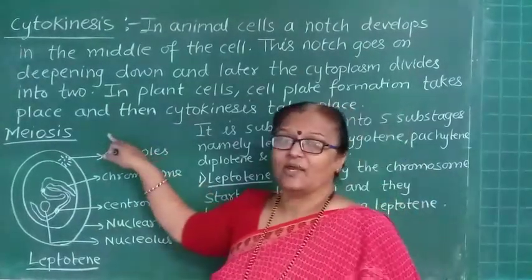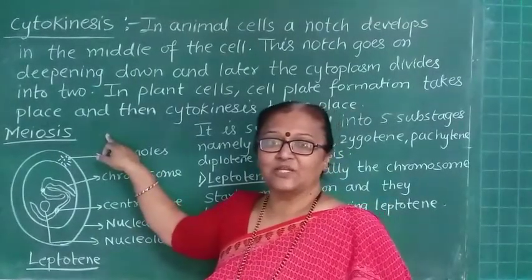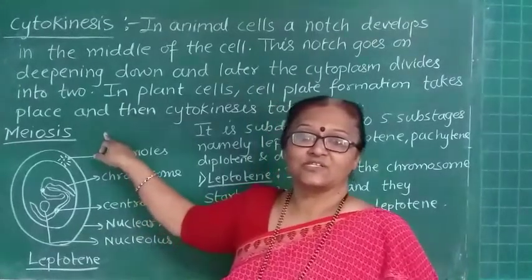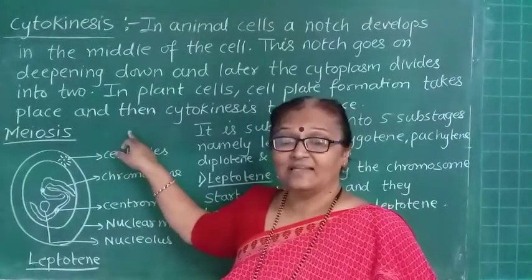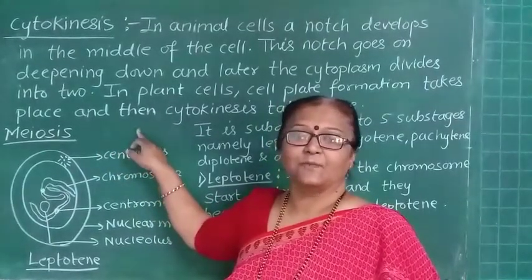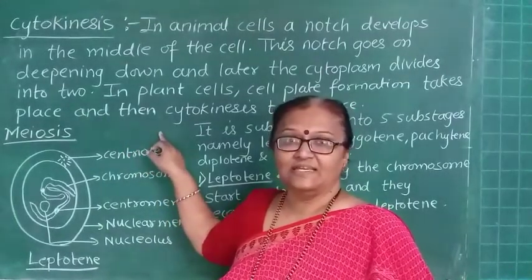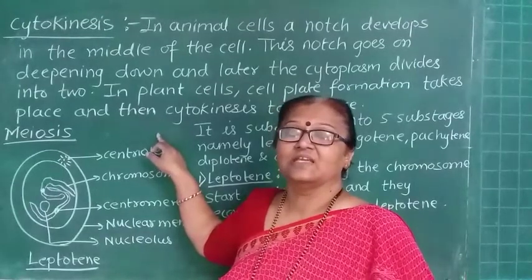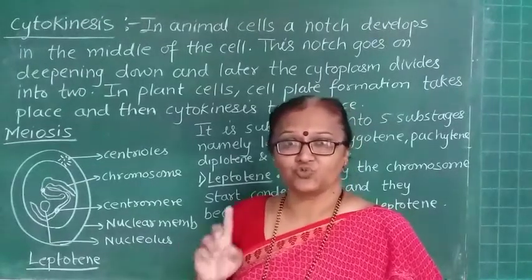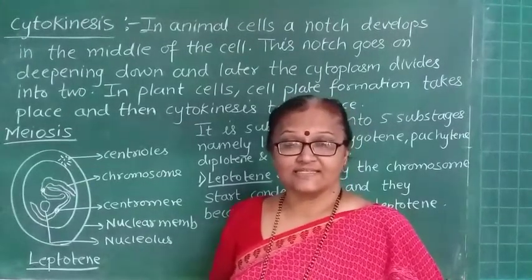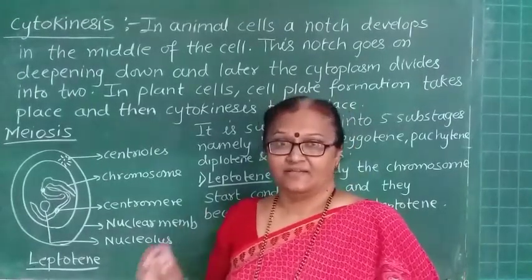Now the second point that we have seen is meiosis. Meiosis is a process which occurs in germ cells. The parents give half the number of chromosomes to their daughter cells. If they have 2n chromosomes, they give only n chromosomes to the daughter cells. Therefore, we say that meiosis is a reductional division.